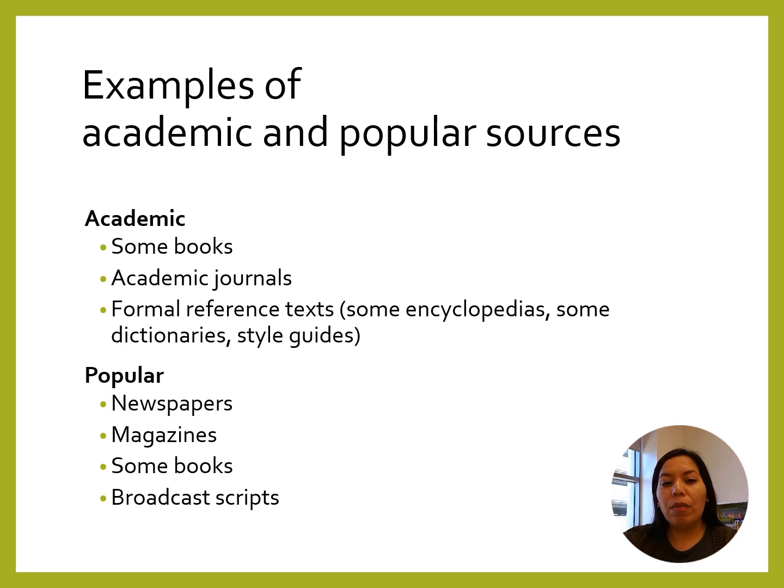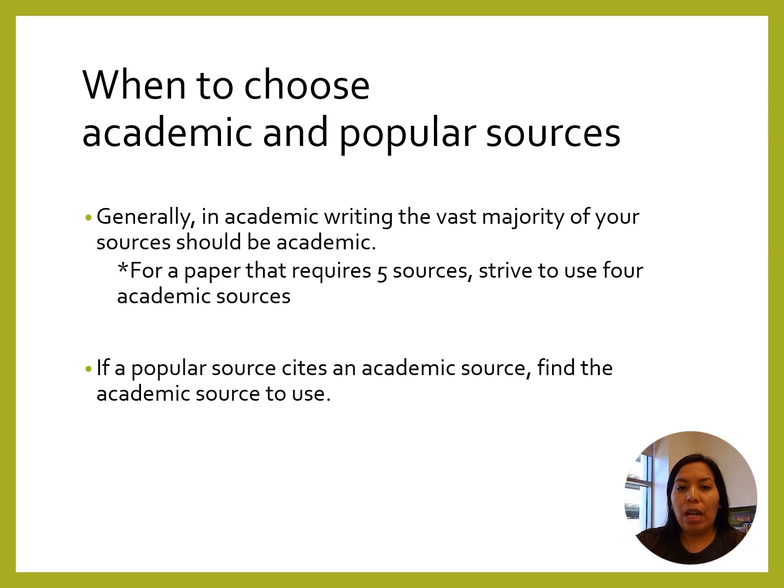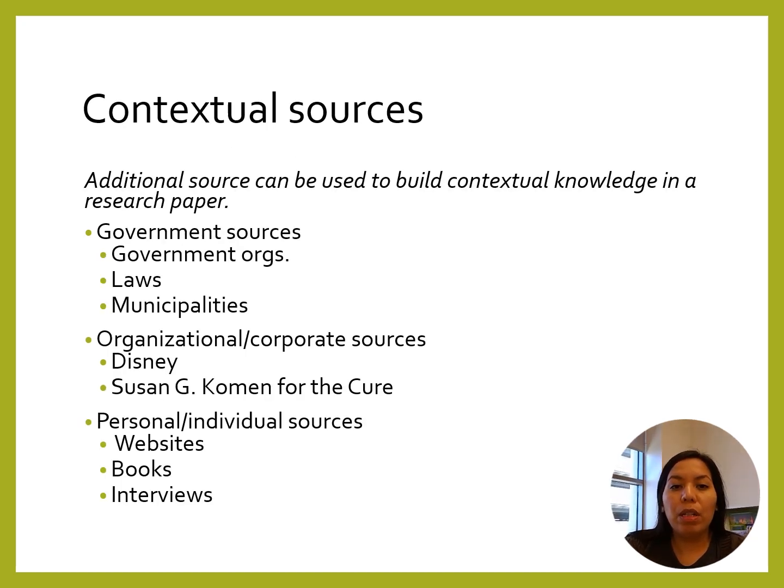For popular, you might think of newspapers, magazines, some books, broadcast scripts, and I would also include blogs here as well. So when do you choose an academic and popular source? Generally in academic writing, the vast majority of your sources should be academic. So for a paper that requires 5 sources, you're going to want to strive to use at least 4 of them that are academic sources. If a popular source cites an academic source, definitely try to find that academic source so you can use it and or review it.